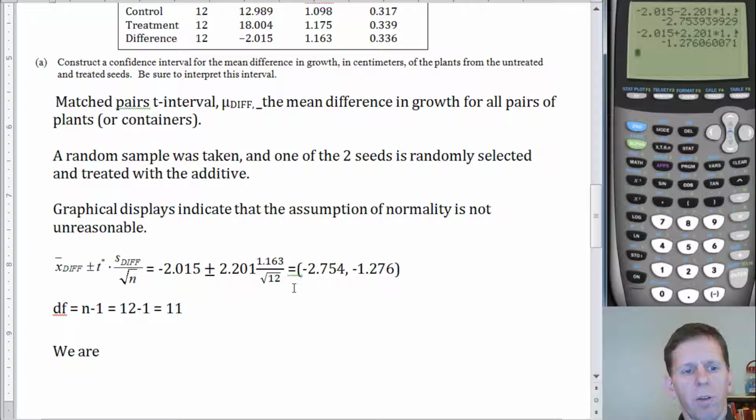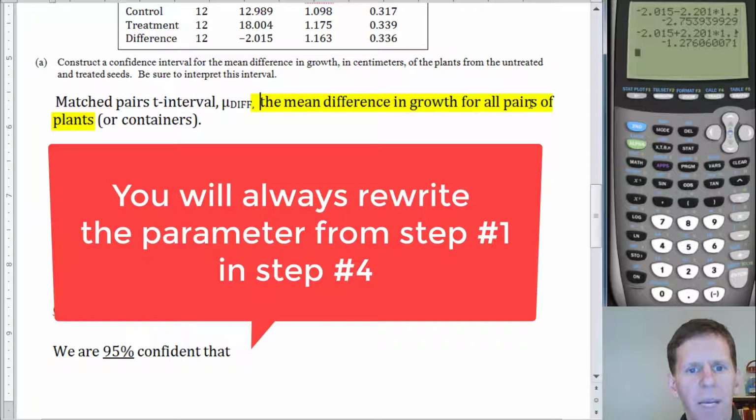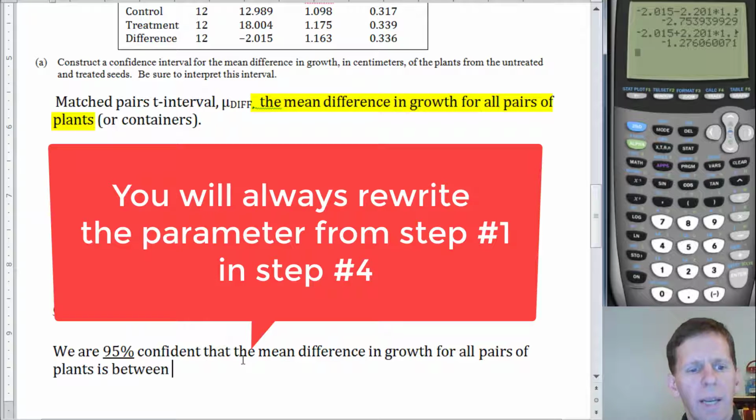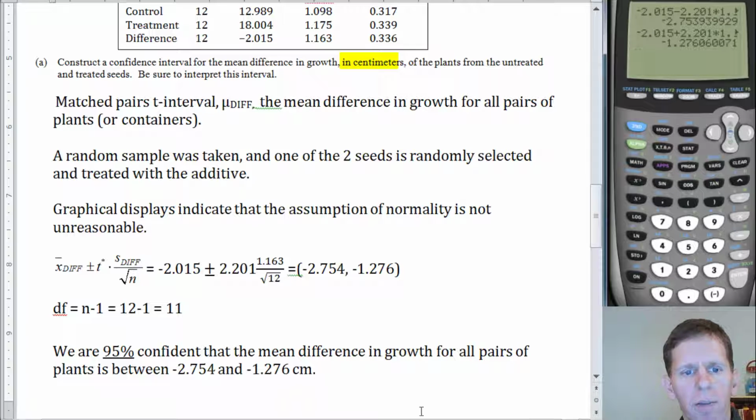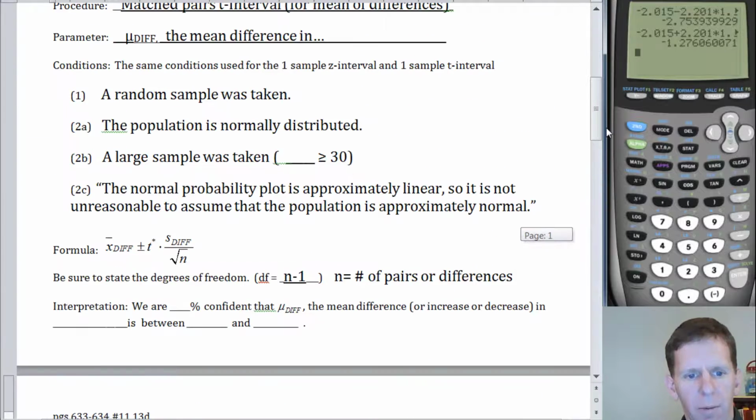We finish with our conclusion. We are, choose your confidence level, 95% confident that the mean difference in growth for all pairs of plants is between the 2 numbers we came up with, which is negative 2.754 and negative 1.276. If there are units, include them here. It does mention that we're talking about growth in centimeters, so it's appropriate to include that here.